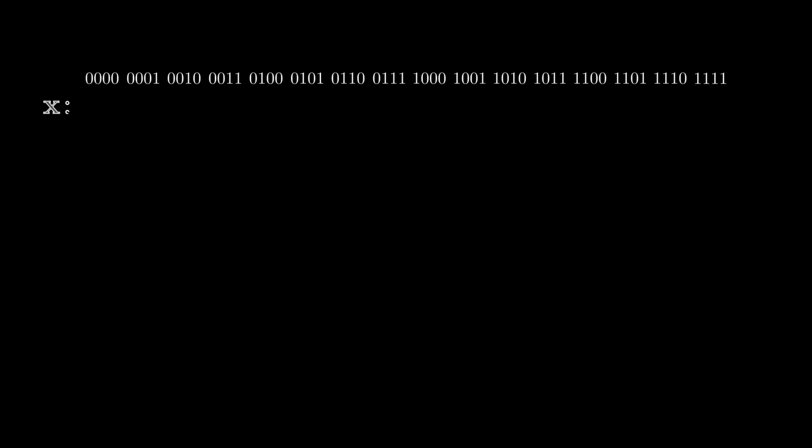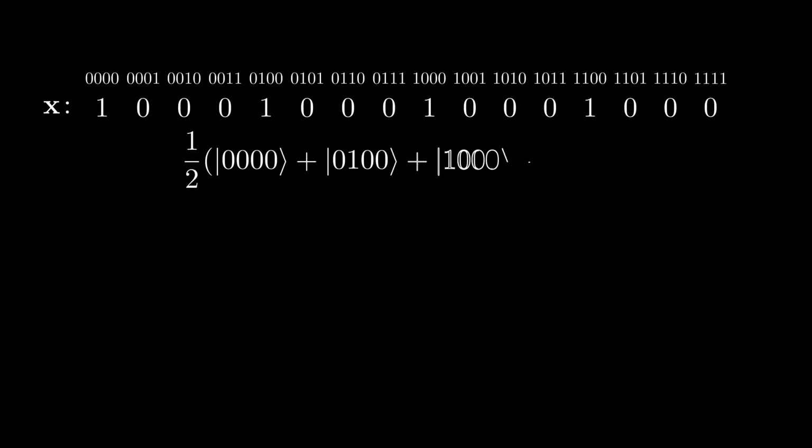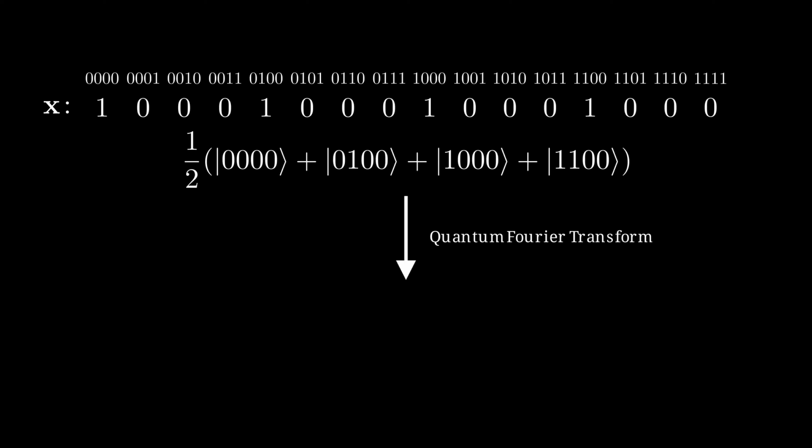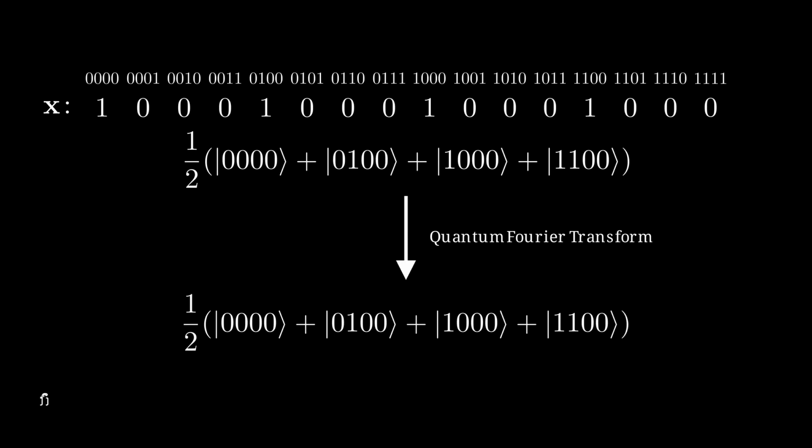Finally, let's see an example of the quantum Fourier transform of n equals 16, with 4 qubits. Our input will be this vector repeating the same pattern 4 times. Let's now apply the quantum Fourier transform. We will get this superposition as the output. Given enough measurements, we would be able to obtain these frequencies uniformly.